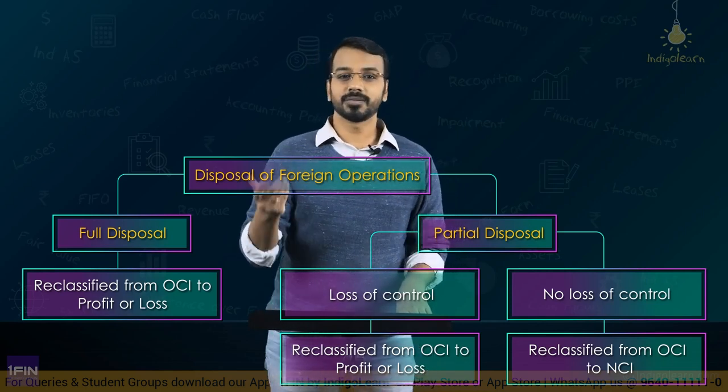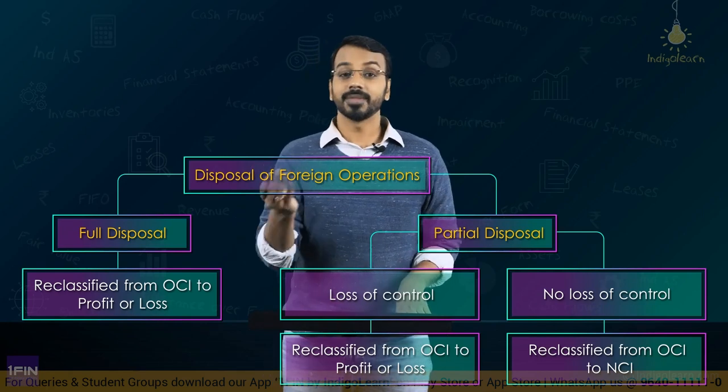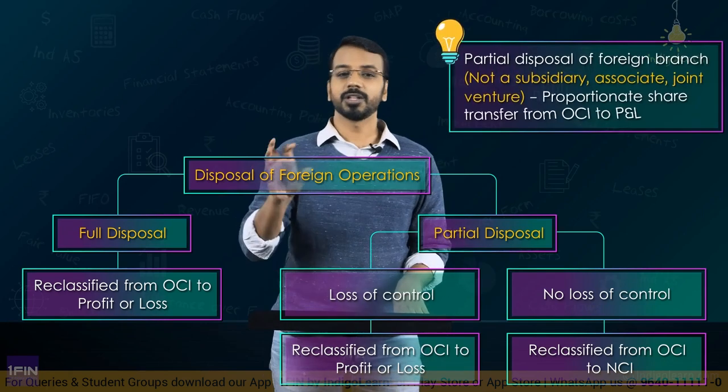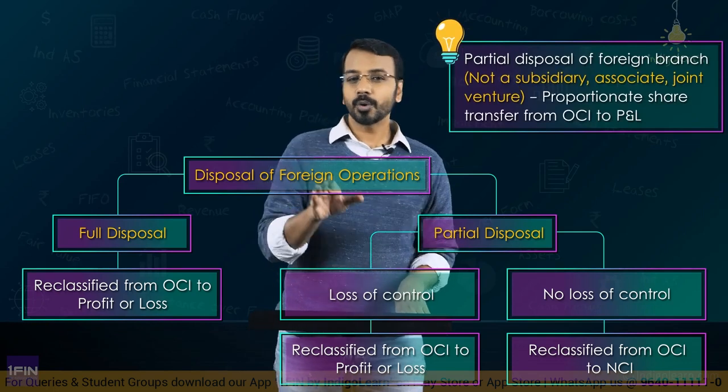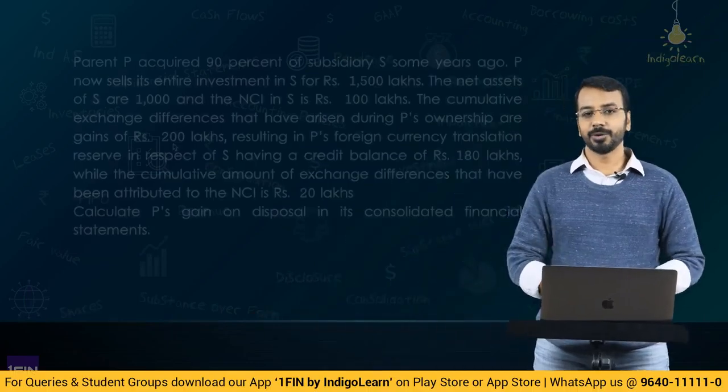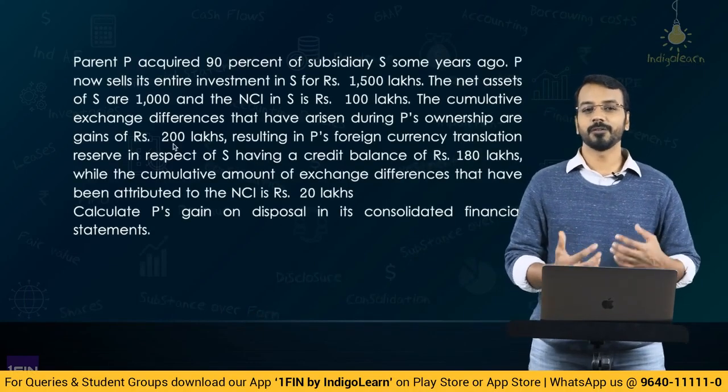If partial disposal of subsidiary without losing control, then from OCI to NCI. If it is a partial disposal of other foreign operations, then proportionately you will transfer from OCI to the P&L. Let's now have a look at a question on disposal of a subsidiary.